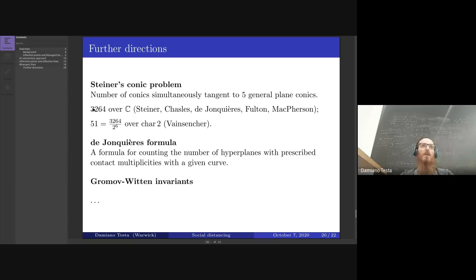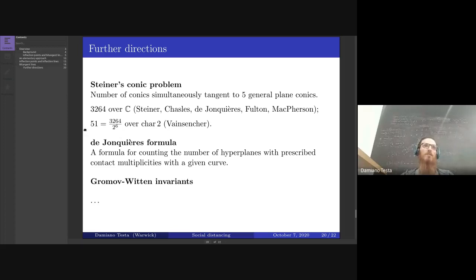And in fact, it is. It's actually divisible by 2 to the 6th, so we gain an extra power of 2. And Israel, in fact, proved that the number of plane conics tangent to 5 general plane conics in characteristic 2 is exactly 3,264 divided by 2 to the 6th.